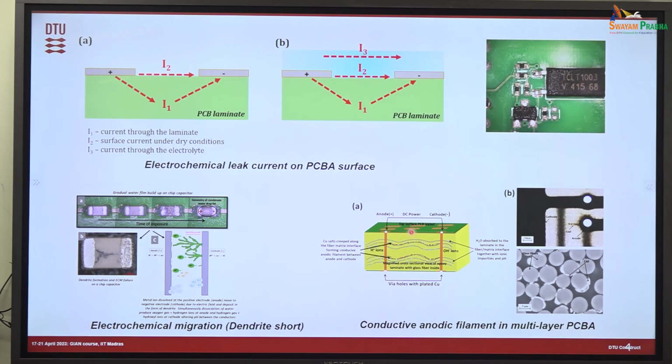Now, another type of failure. There are many, but I'm just taking these three. Another one is that this polymer laminate is a polymer, right? So the moisture can also go in. All polymers will absorb moisture.